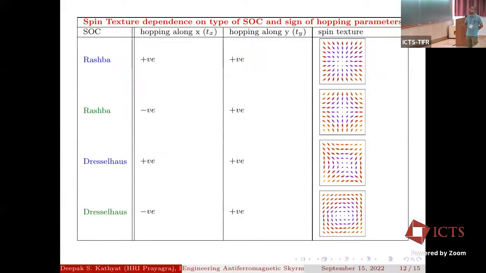So now I show here the dependence of various magnetic textures on the type of spin orbit coupling, Rashba or Dresselhaus, and the relative hopping parameters between the x and y directions, and we get Néel skyrmions, block skyrmions, and these two types of antiskyrmions.